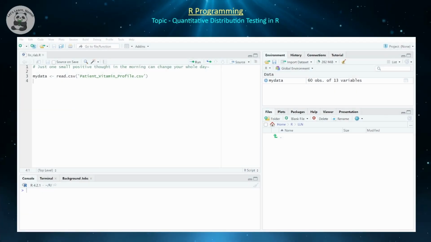Welcome back. Today we're going to take a look at how to do some quantitative distribution testing in the R programming language. In particular, we're going to be taking a look at how to conduct a Kolmogorov-Smirnov Lilliefors test and a couple other tests that are closely related to these two tests as well.